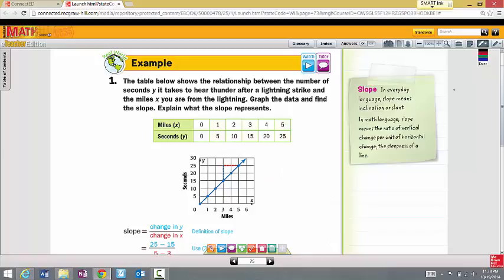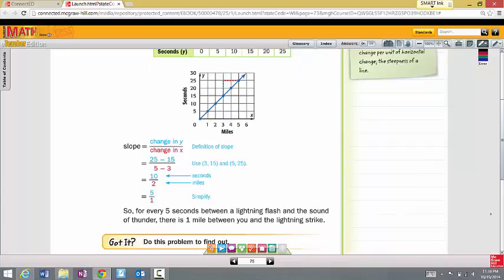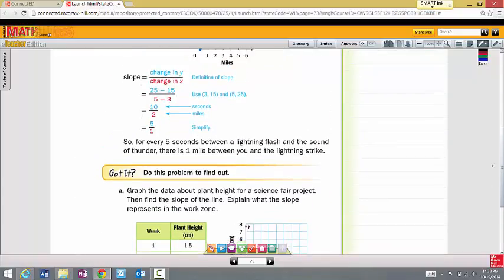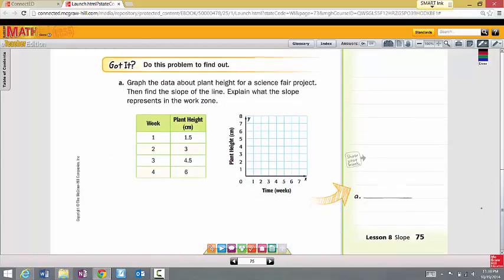And that's how you would write it. You have to explain it in words. And they did it for you: for every 5 seconds between a lightning flash and the sound of thunder, there's 1 mile between you and the lightning strike.